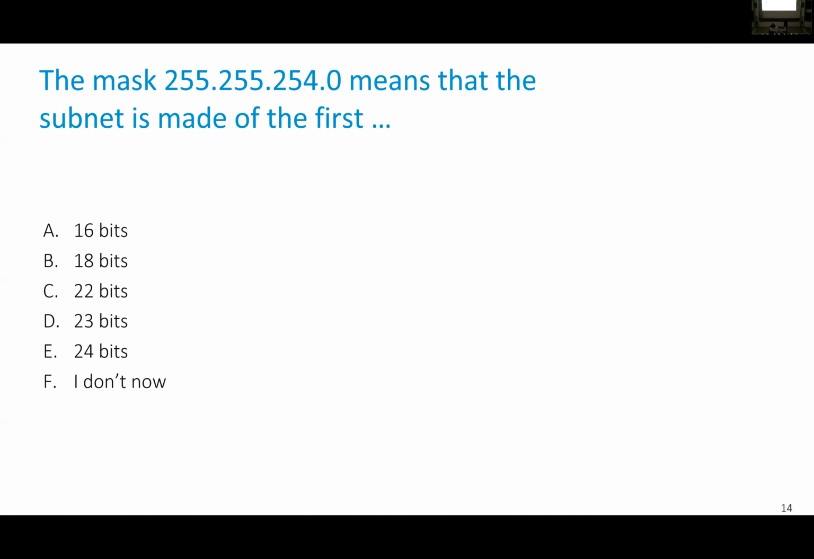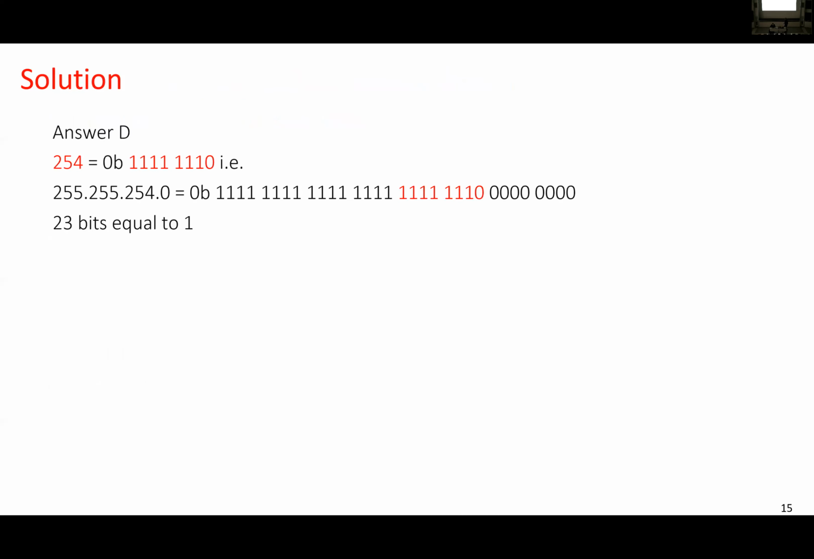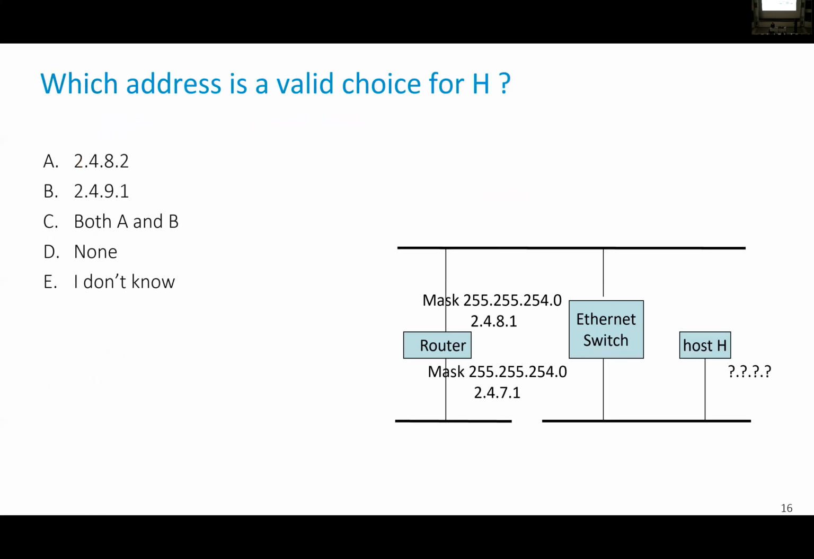And the majority says D, which is the correct answer. It's a small exercise of decimal to binary conversion. This is what 254 is. 255 is all bits equal to 1. 254 is this minus 1. That means the last bit, you do this minus 1, that gives a 0. Now that means there are 23 bits. So that's a very clumsy way of saying 23. That's the way it is done in configuration files that we can see.